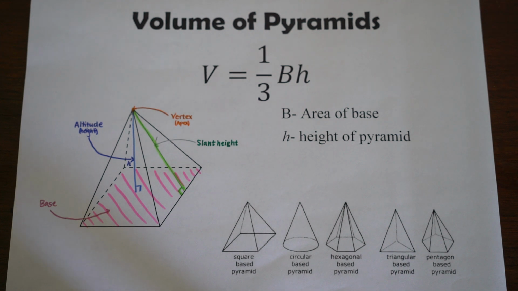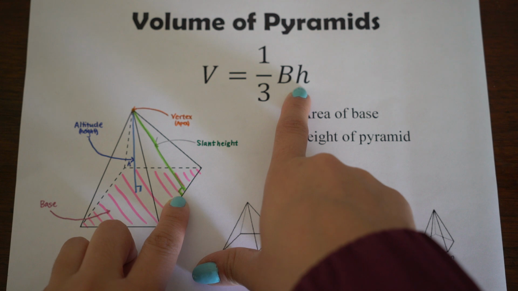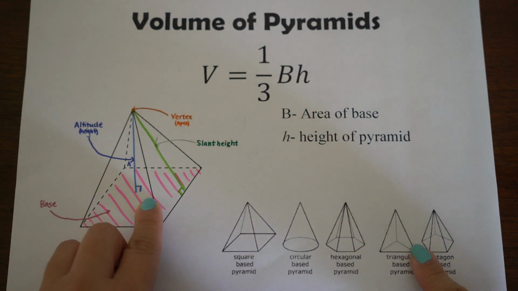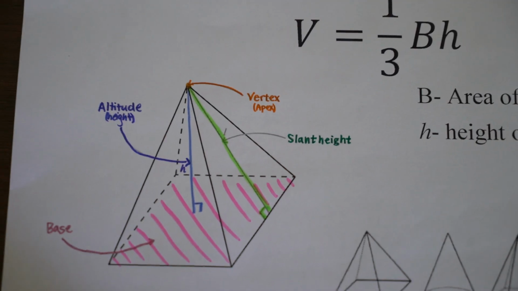Hello! In this video, we will do a couple of examples for finding the volume of pyramids. To find the volume of a pyramid, it is 1/3 times the area of the base times the height. And down here, we have different types of pyramids. So let's go over the properties of a pyramid.